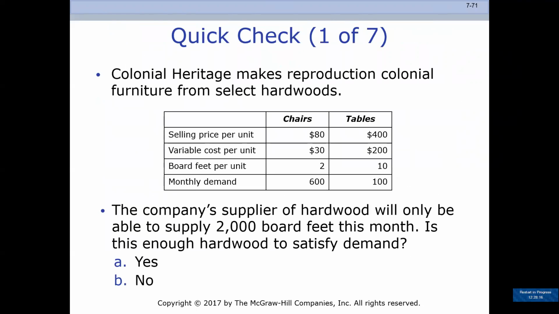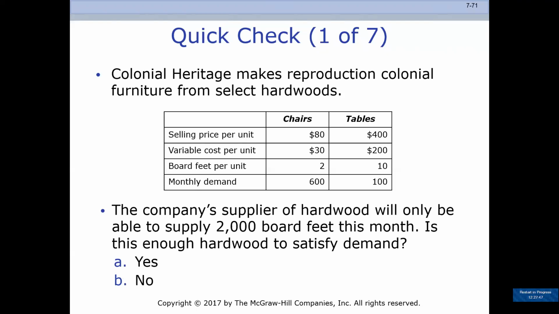Quick check. Colonial Heritage makes reproduction colonial furniture from select hardwoods. Tables and chairs. I didn't see that one coming. Or maybe I did. Selling price per unit: they can sell each chair for $80, each table for $400. So I know you want to divide 400 by 80 and get 5, but don't do that. Some calculations are meaningless, and that's one of them.